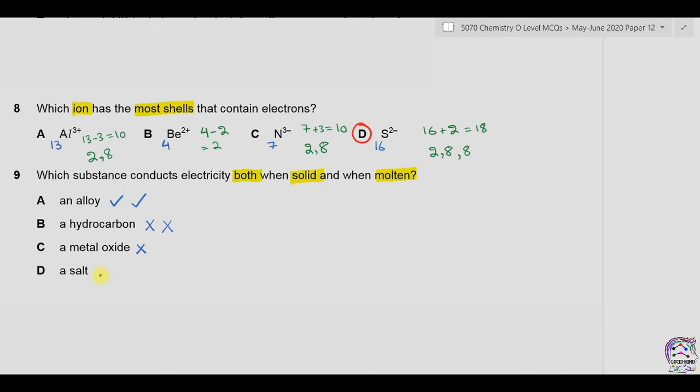D is a salt. A salt is made up of positive and negative ions. So therefore salt is bad conductor in solid state, but it is a good conductor in molten form. So therefore option A is correct.